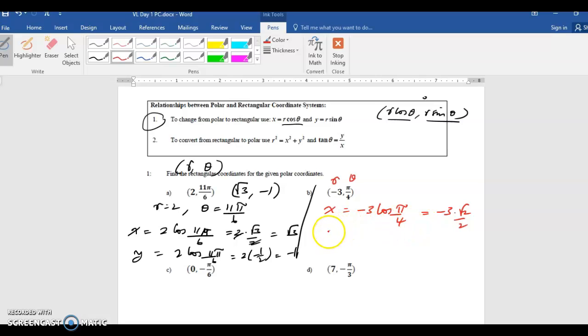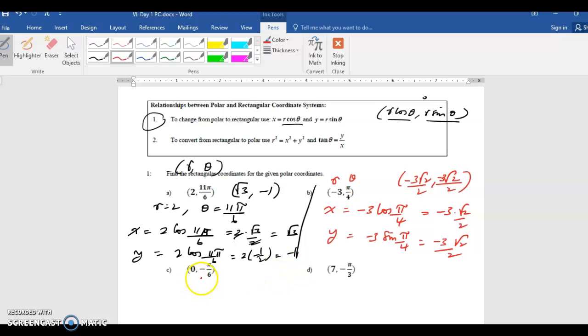Okay, and same with y. Negative 3 sine pi over 4. 45 degrees is the angle where both sine and cos give you the same answer. So it is still negative 3 root 2 over 2. So write it in coordinates. Sorry, I wrote it wrong, my bad. So negative 3 root 2 over 2, negative 3 root 2 over 2.